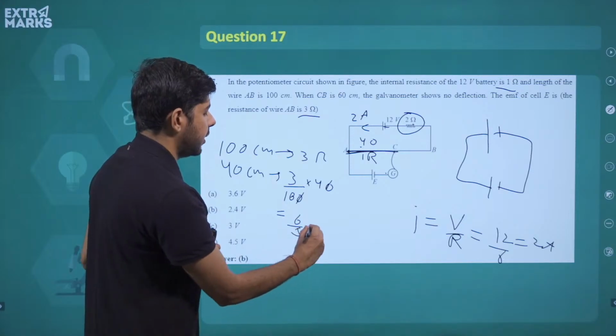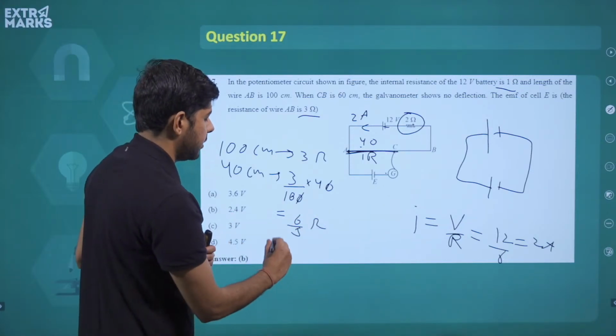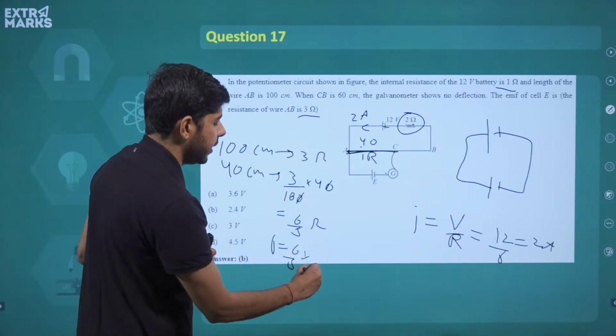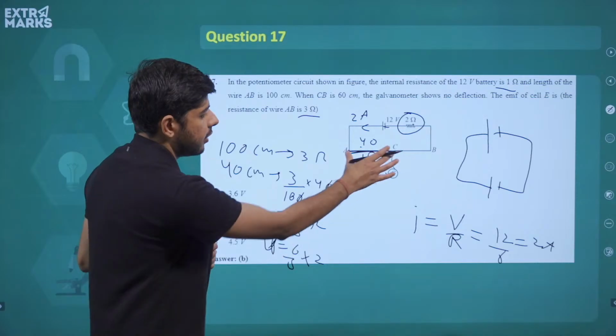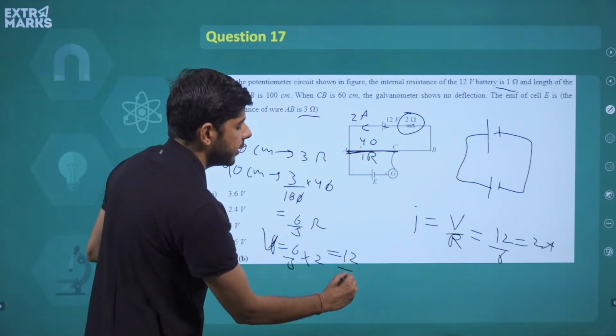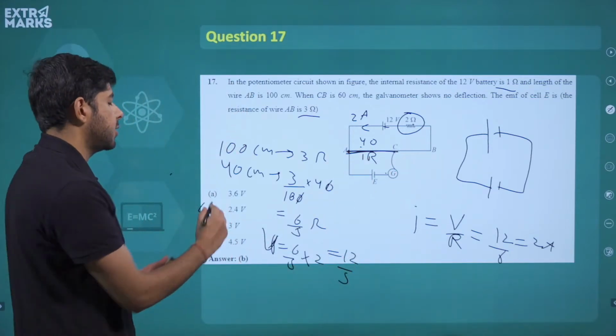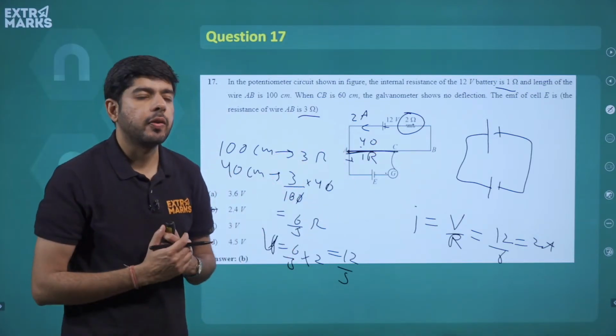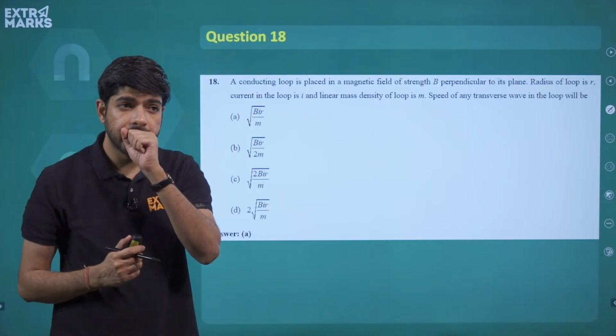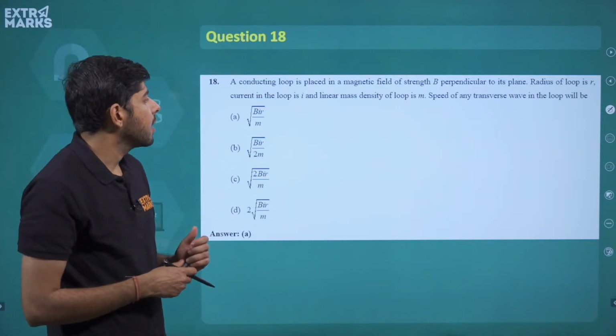That is your resistance into I. So 6 by 5 into I, which is 2. So that is your potential drop here. So that is 12 by 5. That is 2.4. That is your answer, right? So we just need to find the potential drop in the AC part, and that is going to be your answer. All right. Next one.